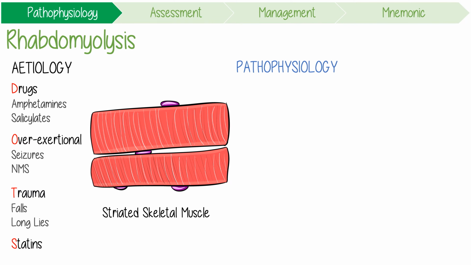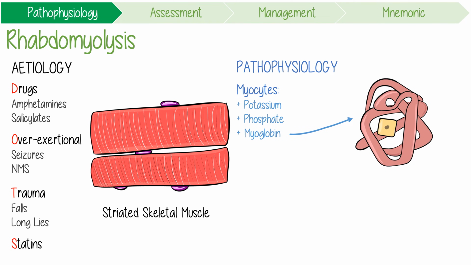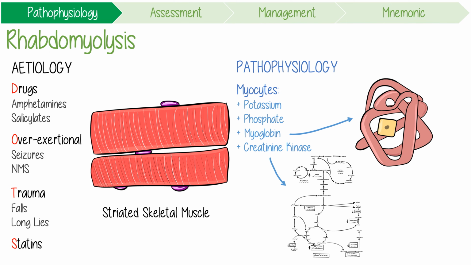Now, to understand why you get these clinical features of rhabdomyolysis, you need to understand what's inside a myocyte and what these components do to the body if you suddenly release them. Myocytes, like other cells, have high levels of certain electrolytes like potassium and phosphate. However, they're unique in that they utilize myoglobin for oxygen delivery. Moreover, they have high concentrations of creatine kinase, which is essential for cellular energy metabolism.